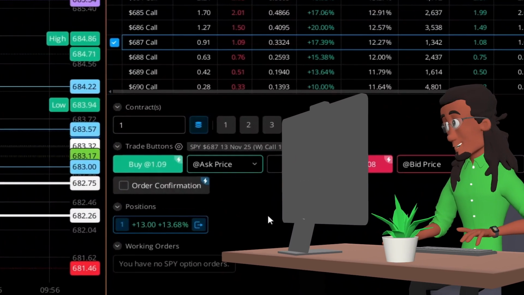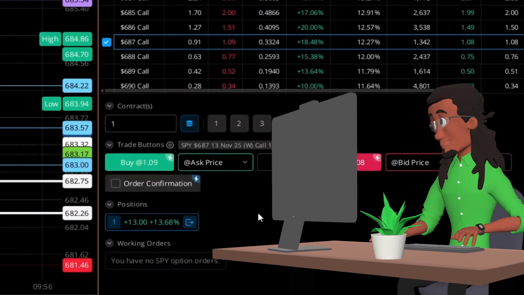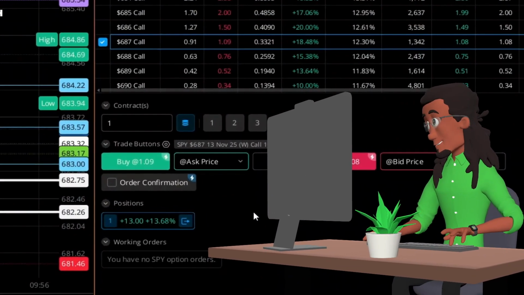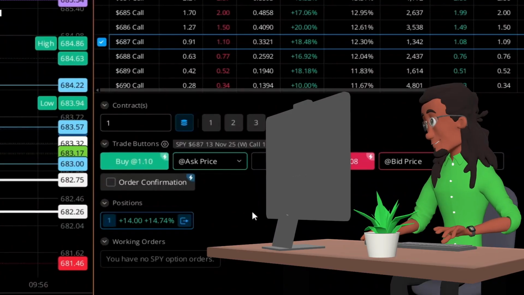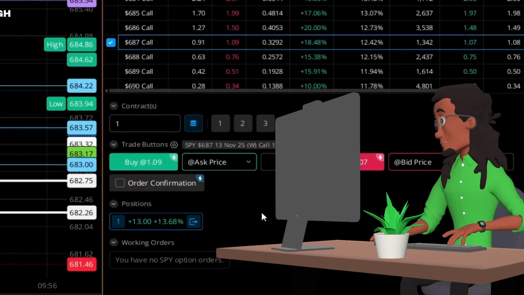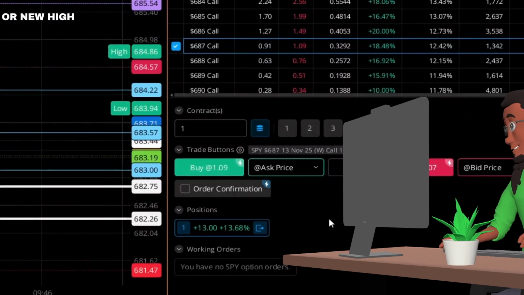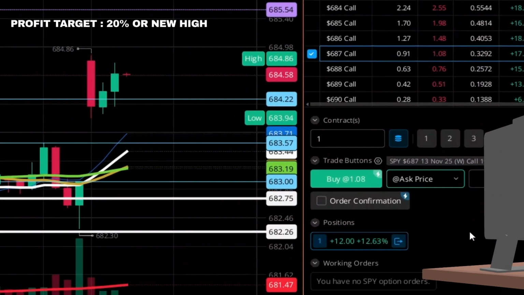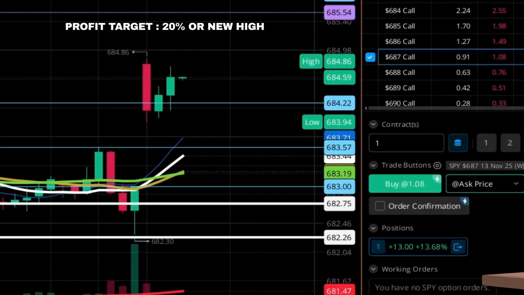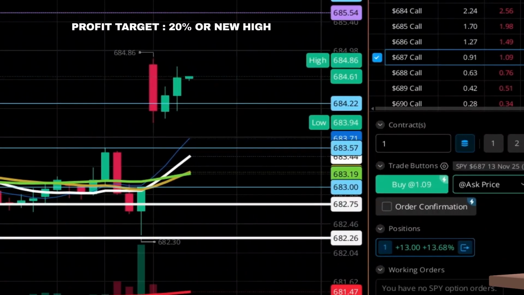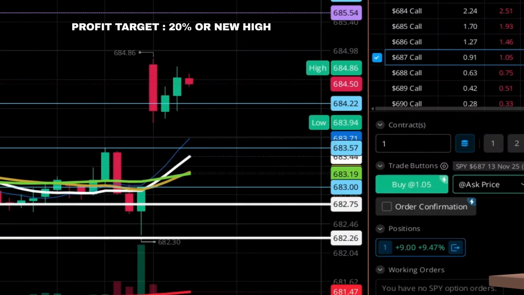I'm waiting and I'm watching, anticipating this candle or the next candle to create a new high. So I want 20% or a new high. I'm not chasing dollar amounts anymore. I want percentages and locations on the chart. That's what I'm focused on. Profit percentages, location on the chart, and a hard stop loss at my max loss.